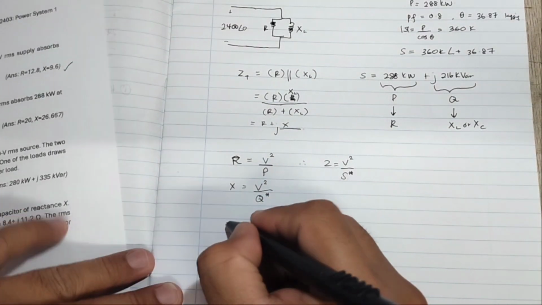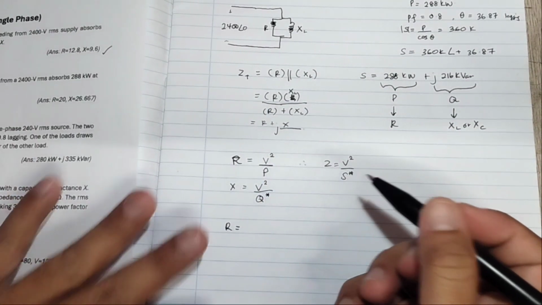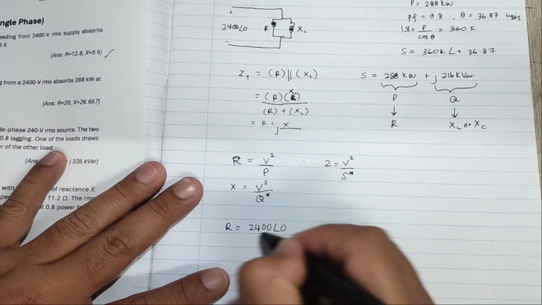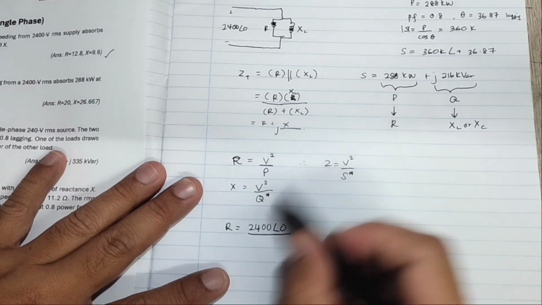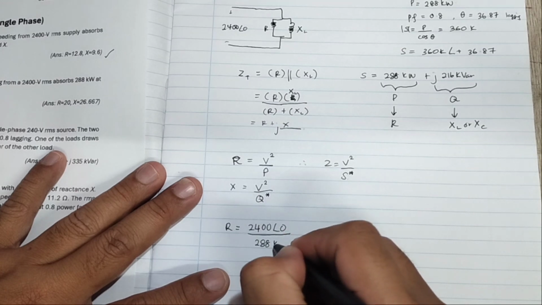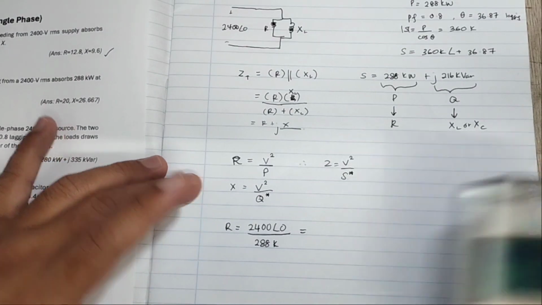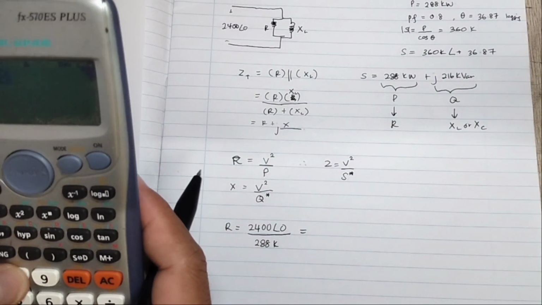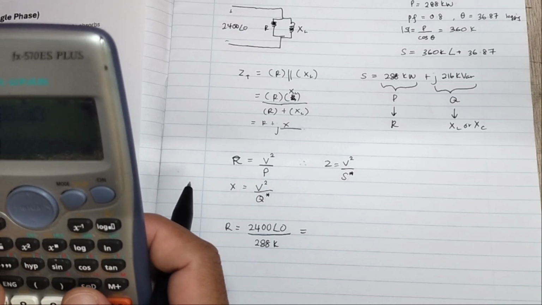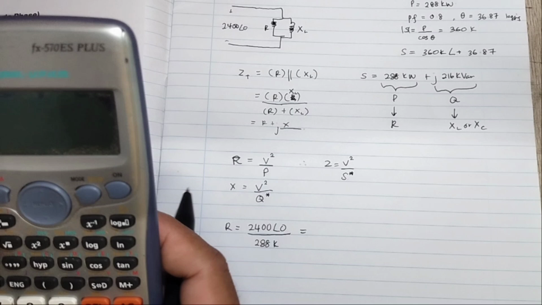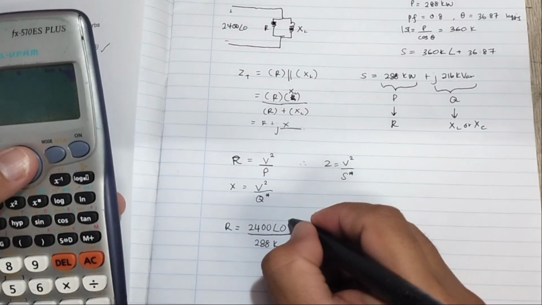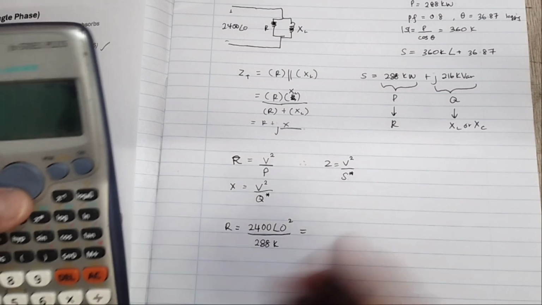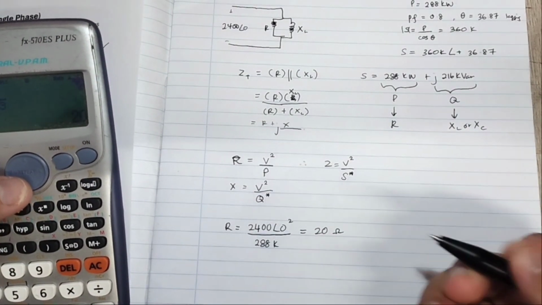So R is equal to V square, 2400 divide by P. Okay, so akan dapat, divide by 2. Okay, oh sorry, square sini, square saya terlupa. 20 ohm.